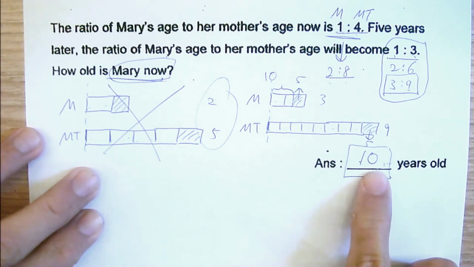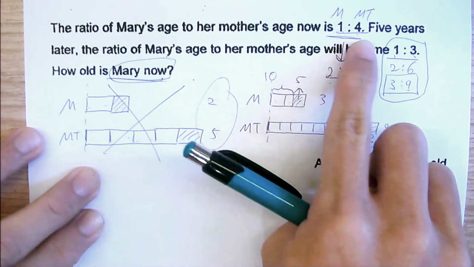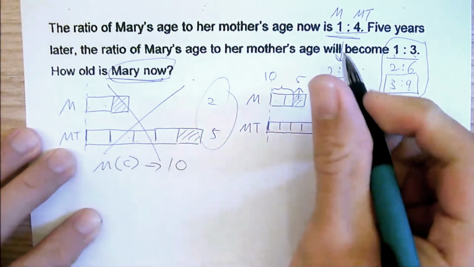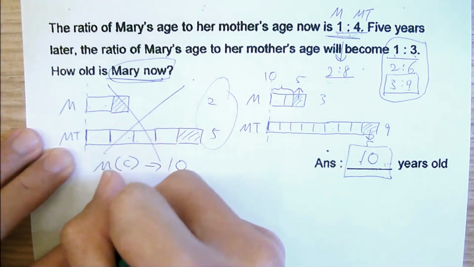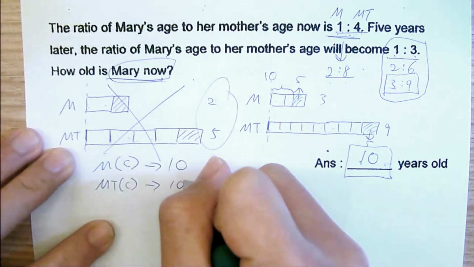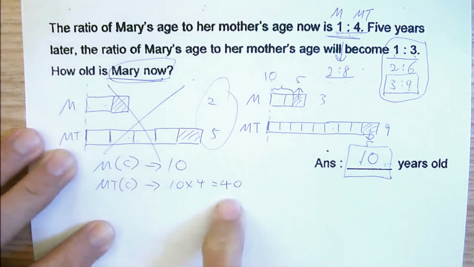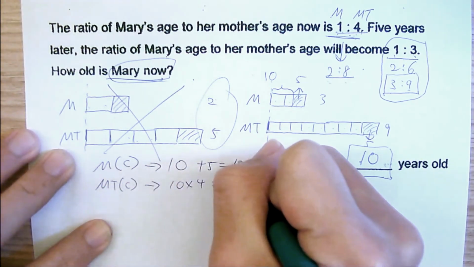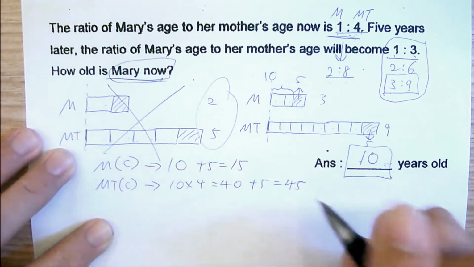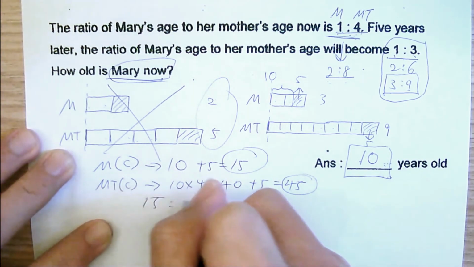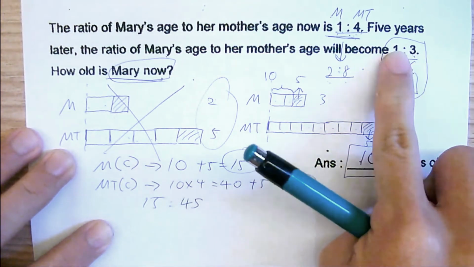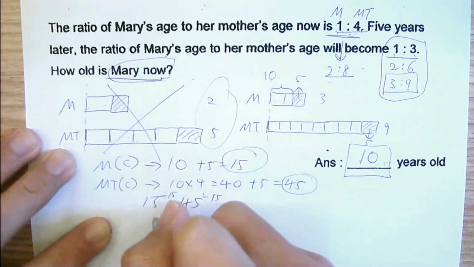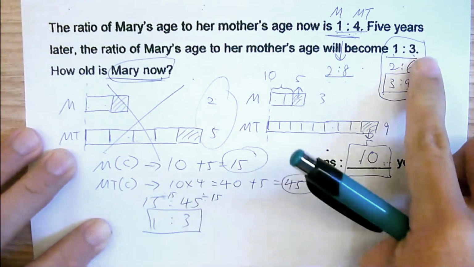If I put Mary as 10 years old right now, which means the ratio is 1:4, Mary's current age is 10. The mother, since the ratio is 1:4, her current age will be 10 times 4 equals 40. Since this is the current age, if I add 5 more years, it's plus 5 equals 15, plus 5 equals 45. Now, I have to check this ratio, 15 to 45. Will it become 1:3? If I divide this by 15, I'll be able to get 1:3. See? I get the correct answer.